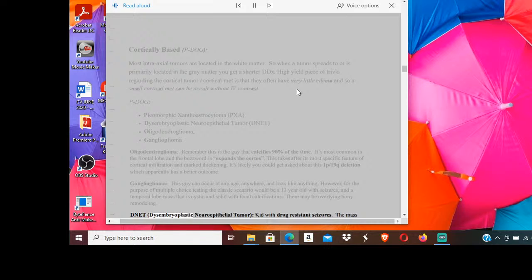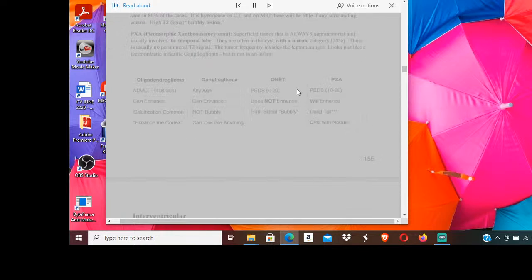DNET, dysembryoplastic neuroepithelial tumor, kid with drug-resistant seizures. The mass will always be in the temporal lobe on the test, real life 60% temporal. Focal cortical dysplasia is seen in 80% of the cases. It is hypodense on CT, and on MRI there will be little if any surrounding edema. High T2 signal, bubbly lesion.